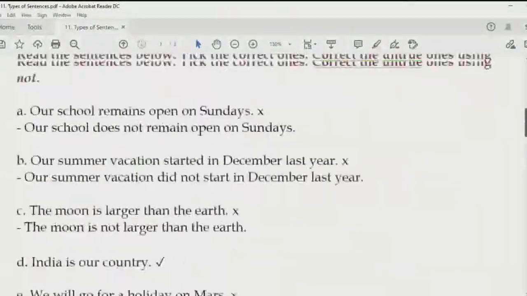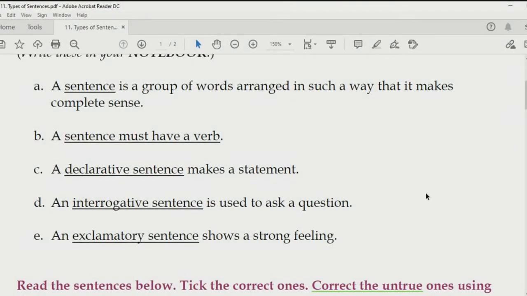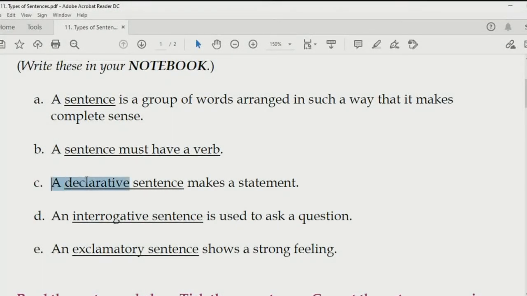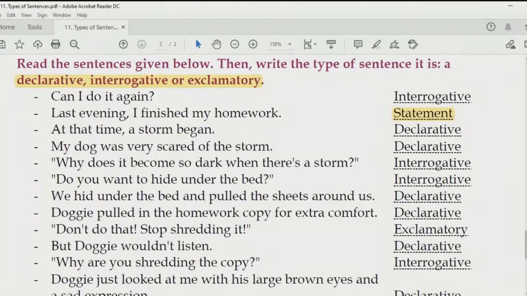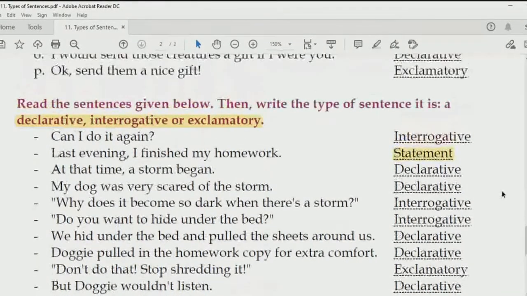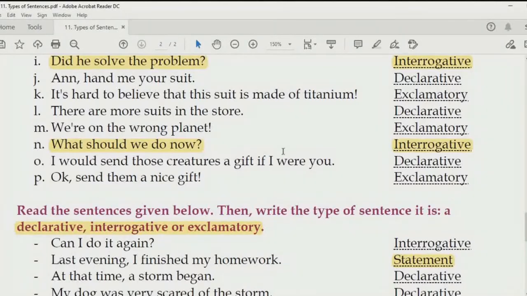We will go back to these sentences over here. A declarative sentence makes a statement. And I had also told you earlier that if you state something or you declare something, it is one and the same thing. So it is up to you if you want to use the word declarative or statement. Both of them are correct. These exercises are also the same as we had done above. It is the same thing like this.